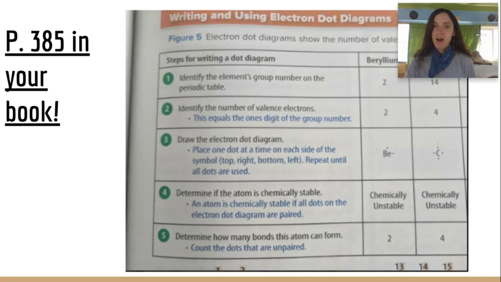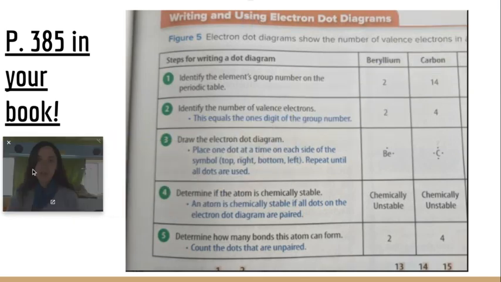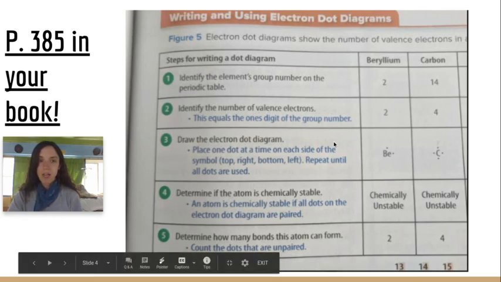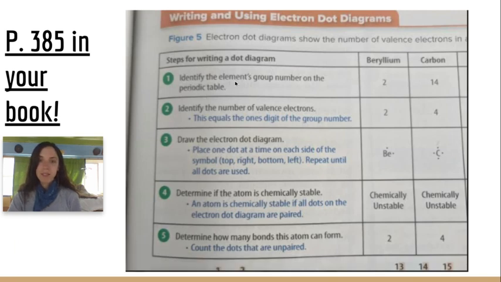Okay, so on page 385, you have this table that gives you some instructions for figuring out how many electrons are in the valence shell of that atom. The first thing you do is identify the element's group number on the periodic table. If you look at beryllium, beryllium is in group number 2. So that's really easy. Beryllium has 2 valence electrons because it's in group number 2. Don't worry about drawing electron dot diagrams today. We're going to worry about that next week.